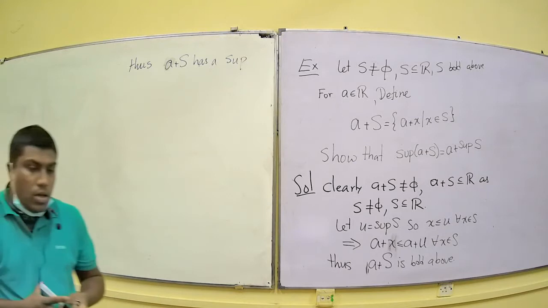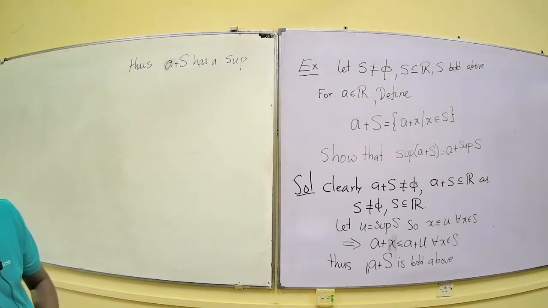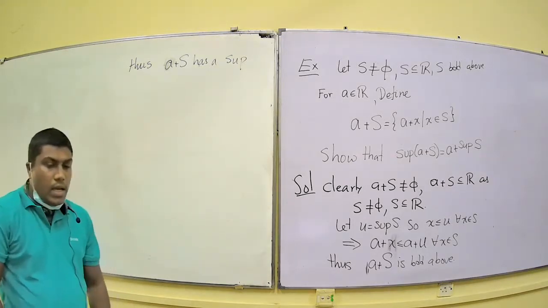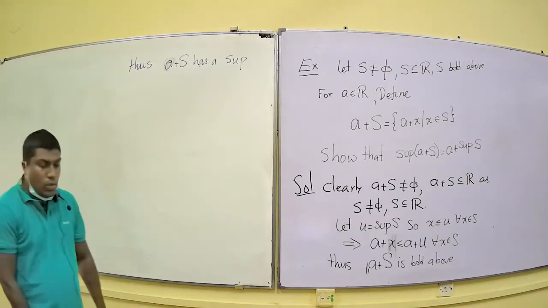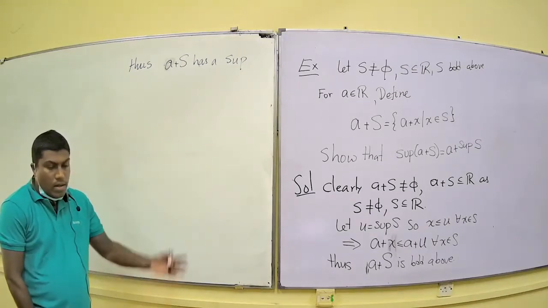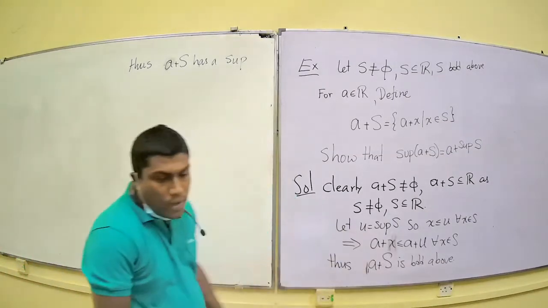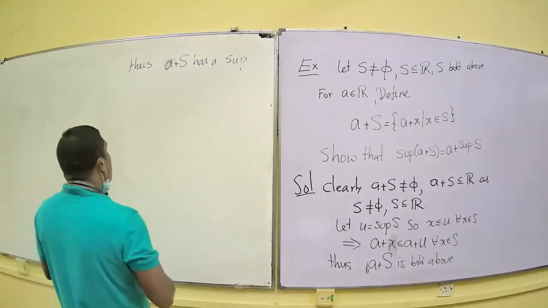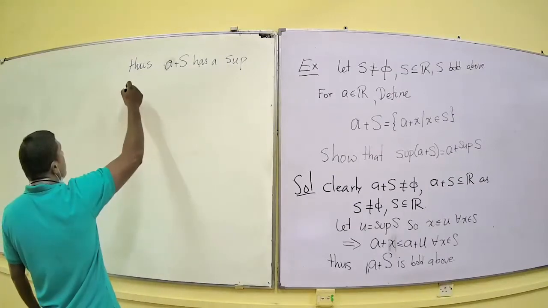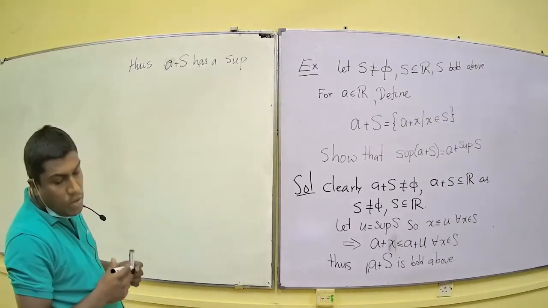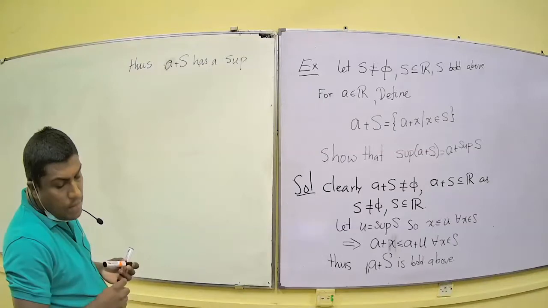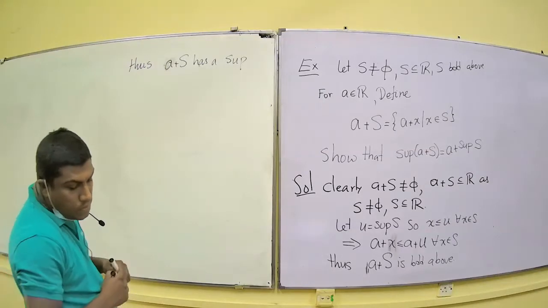Right, so clearly you know that the set A plus S has a supremum, right? And obviously you know A plus U is an upper bound of the set, right? So now what we have to do is show that it is the least upper bound.